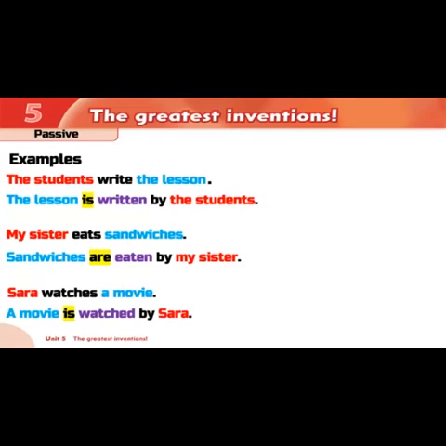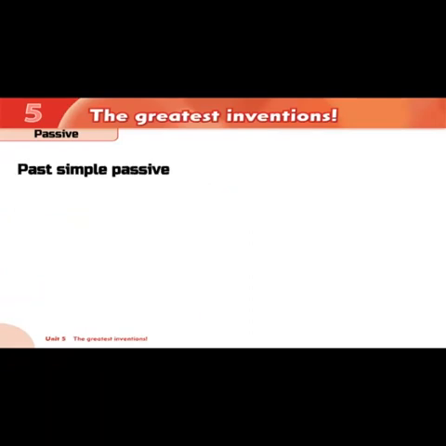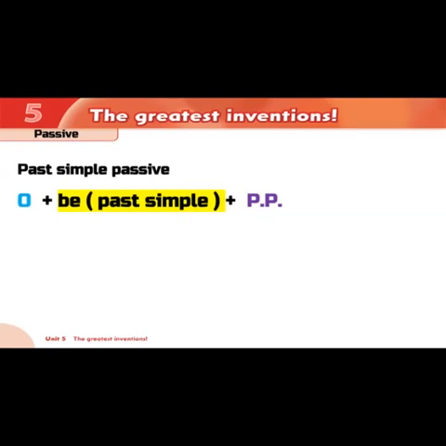Let's go to the past simple passive. The form of the past simple passive is object plus verb to be in the past simple plus the past participle. Now we have to know verb to be in the past simple, which means the second form of verb to be, which will be was or were. So the form will be object plus was or were plus the past participle.